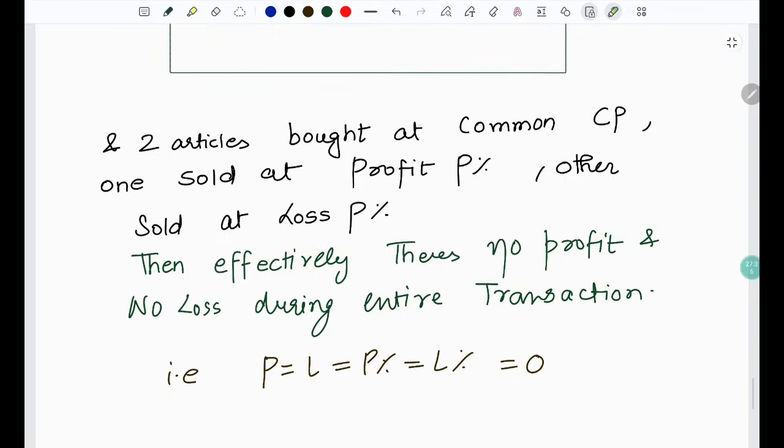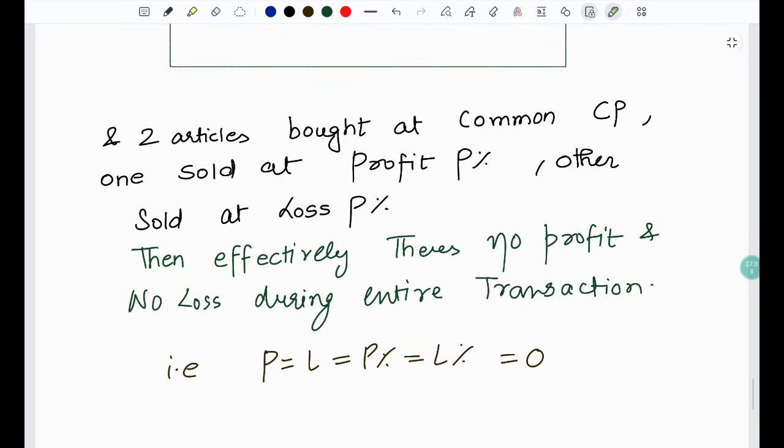And similarly, in the previous case we were selling at a common selling price. In this case we have bought them at a common price. Let us say we bought 2 avocados at a common cost price of 100 rupees. I sold one at a profit of P%. Let us say I sold it at 120, and the other I sold at a loss of P%. If we assume 20%, then that will be 80.